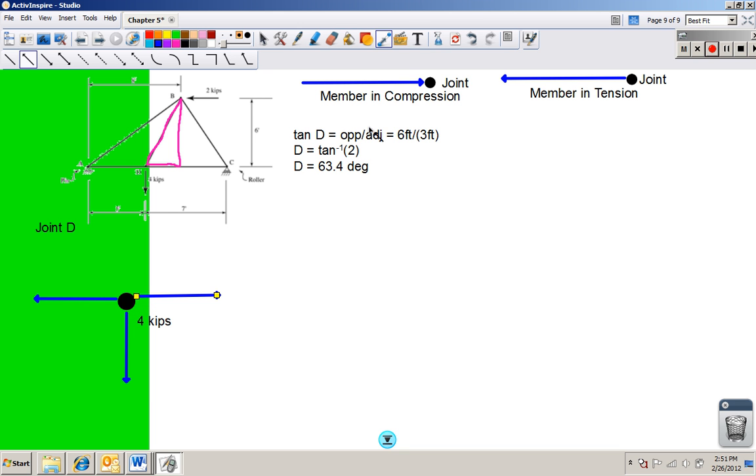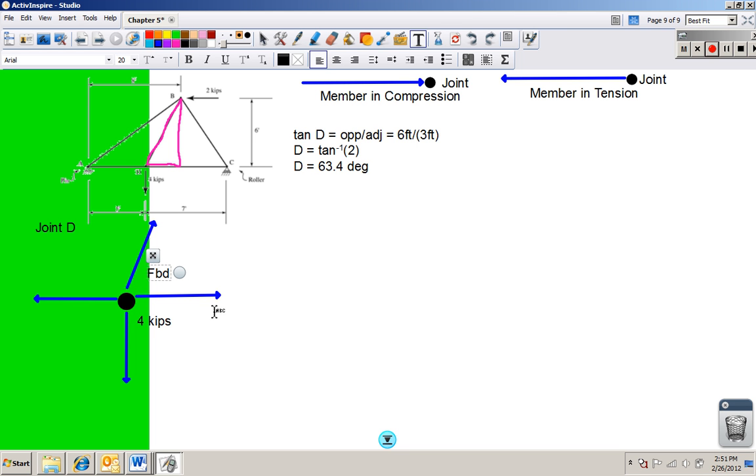Now let's label those. Well, let's go ahead first, before I switch over to labeling, and look at BD. I have a negative 4 kips in the Y direction, and BD is the only thing that's going to counteract that, so it has to have a positive Y component. So I have to draw it going up and away from the joint. So it's also in tension. So we'll label those for you.